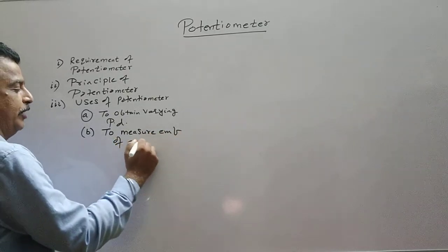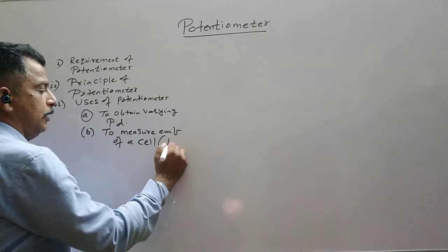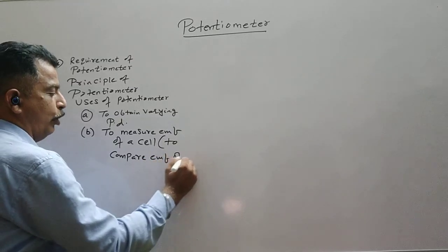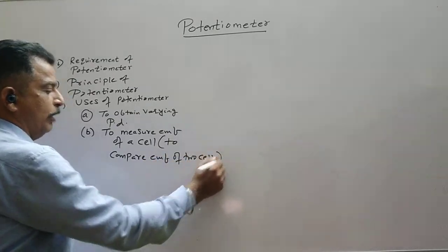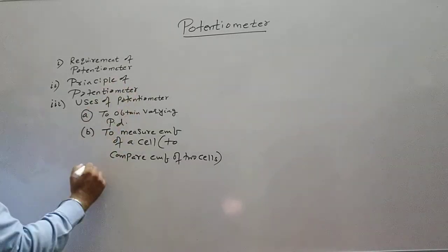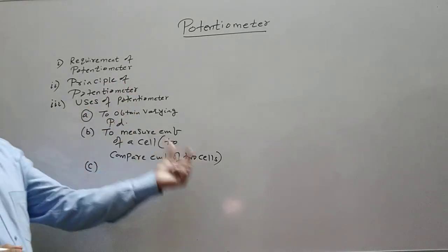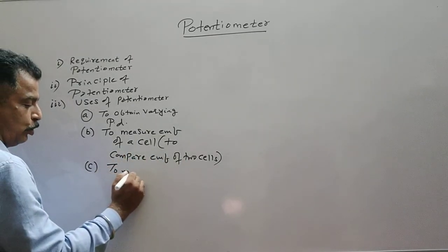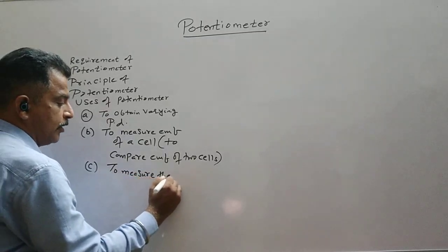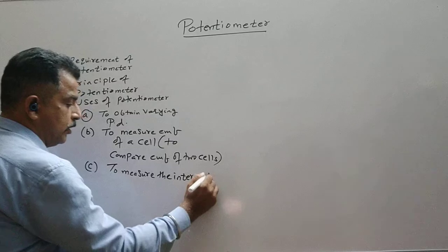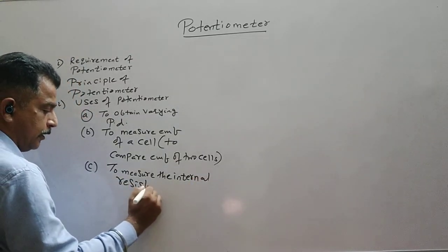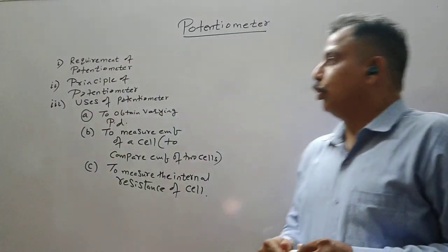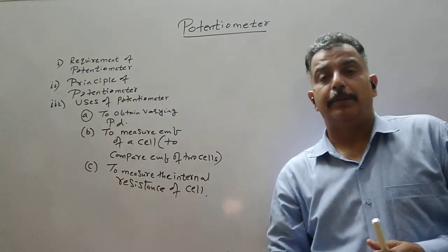Then the second use is to measure the EMF of a cell, and it can also be used to compare the EMF of two cells. If you have two cells, with the help of potentiometer we can determine which of the two cells has more EMF. And the last is to measure the internal resistance of a cell. So this is what we have to discuss under the heading of a potentiometer.